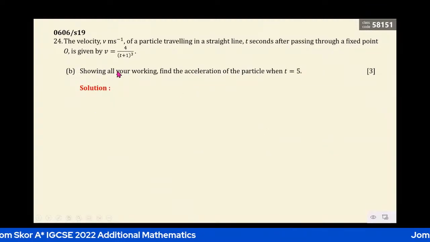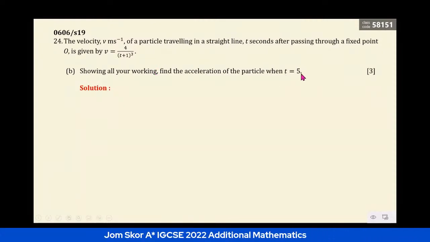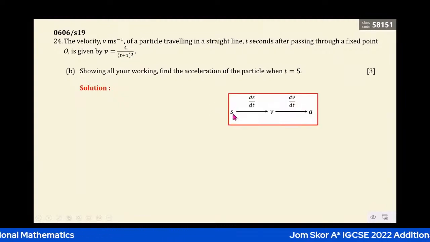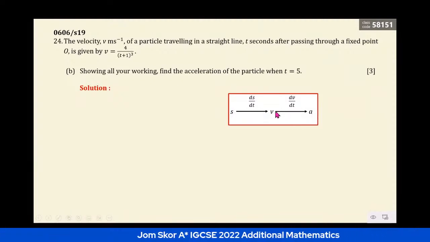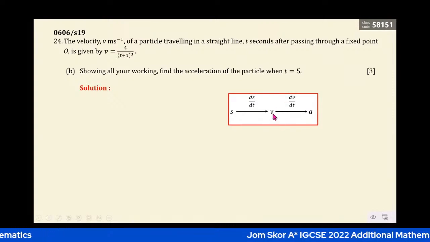Now you look at number 24B. Okay, showing all your working. Find the acceleration of the particle when T is equal to 5. Alright. So now question give you V. So remember, so in kinematics, we have displacement, velocity, and acceleration. To get this, so you have to differentiate. Okay, so vice versa, you integrate. Alright, so now we have V. Now we want to find A.